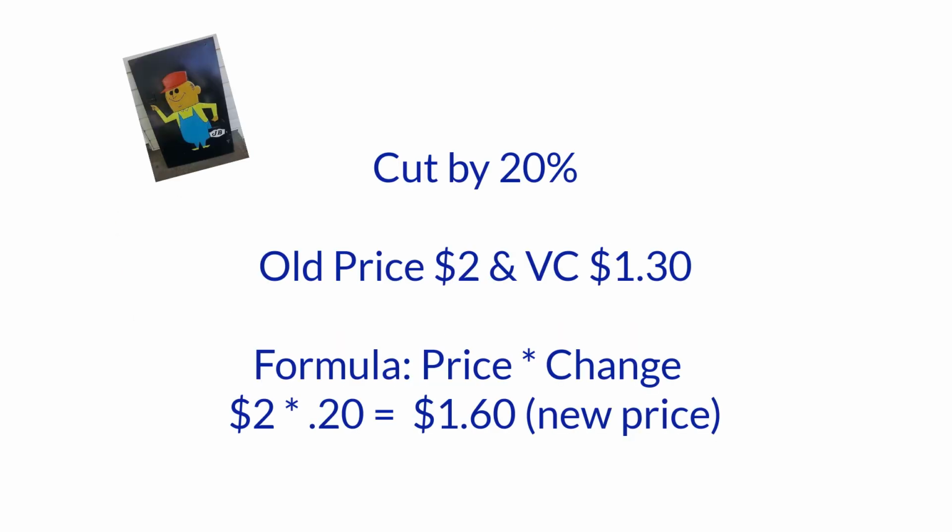In our case, the VP of Operations wanted to cut prices by 20%. So let's apply that to our paint price of $2 a gallon. So we know that the variable costs are $1.30. So here we go. Price times 20% equals the new price of $1.60.